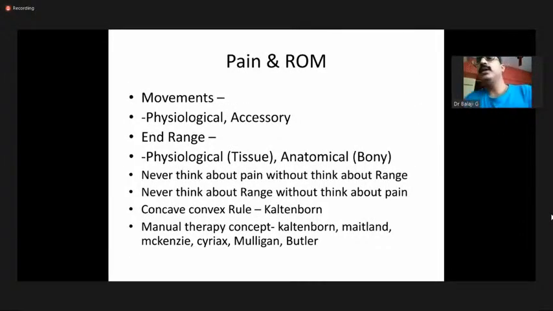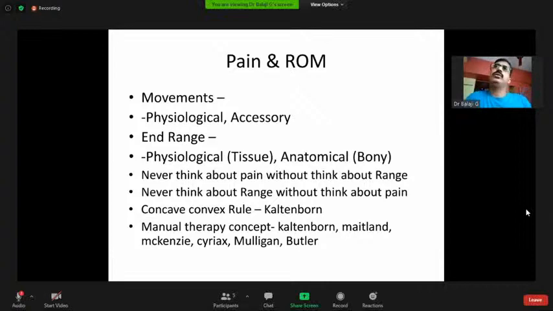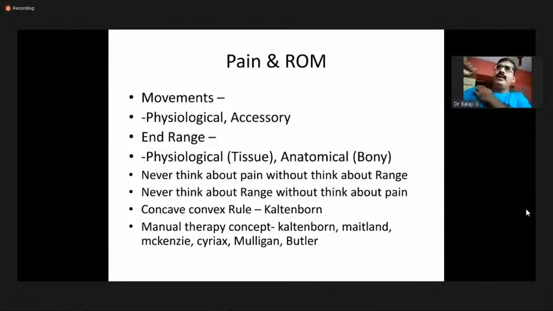Now we'll see whether there is any relation between pain and range of motion. Yes, absolutely. A patient comes to the department saying, sir, I have shoulder pain. When you check the patient, only a lesser range of motion is available. Beyond that, if we try, the patient will get more pain.